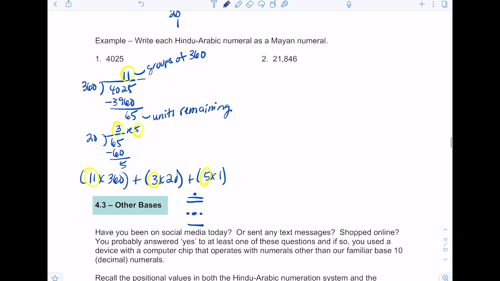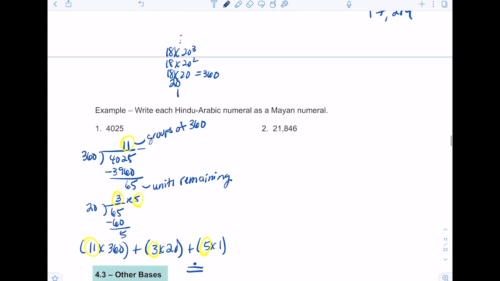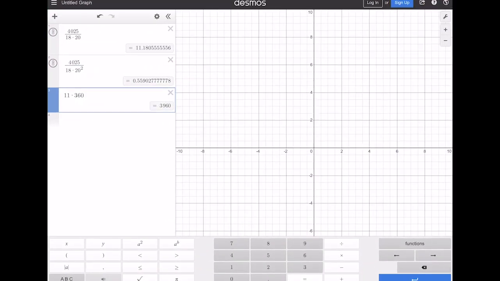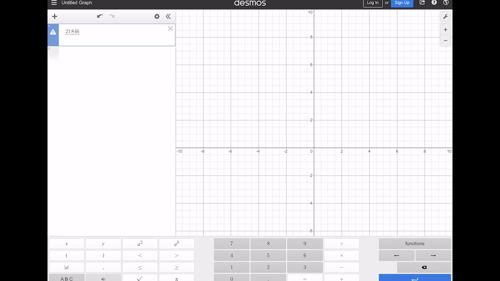Okay, one more. So if we write 21,846 as a Mayan numeral, again, I want to divide this number by these numbers. What's the highest that I can divide into it? So let's see. Okay, so I'm going to take 21,846. I know 20 will go into it. I know 18 times 20 will go into it. How about 18 times 20 squared? Okay, so that looks like it's going to be the highest.